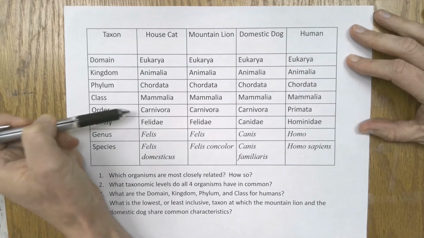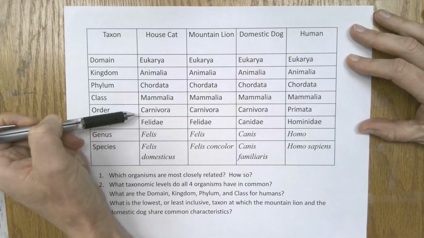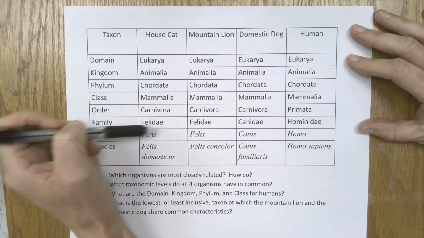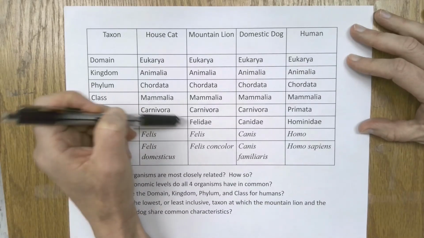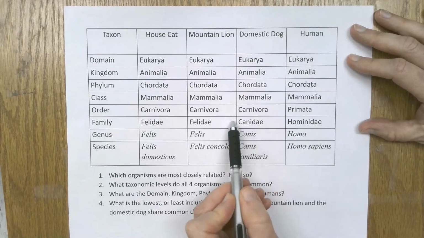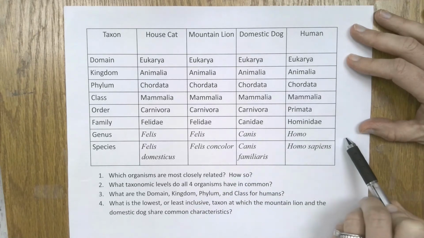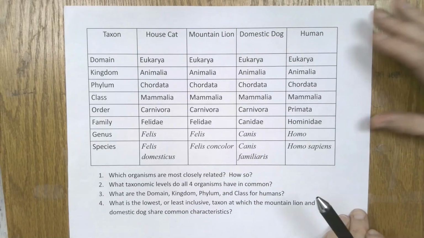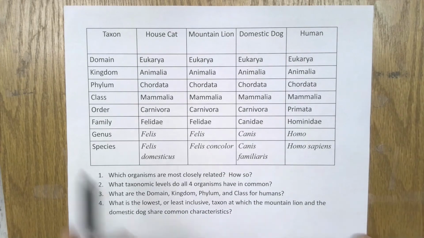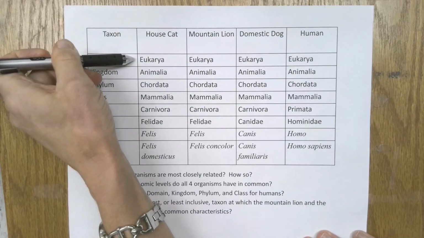If 2 organisms are in the same order, maybe they're in the same family. So these 2, Felidae, are in the same family, but notice we've got a split here. We've got a similarity in order, but a difference in the family. The lower you get down in a taxonomic scheme, everything above it for 2 species has to be the same. For example, if it's the same at family, all of this has to be the same.